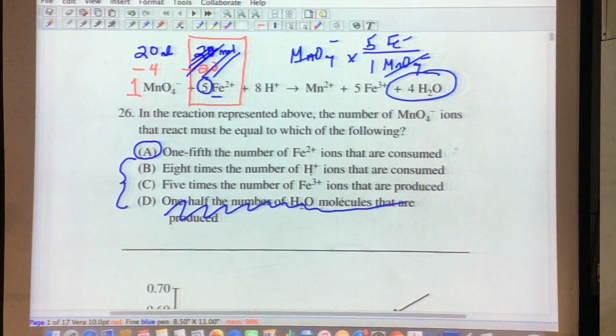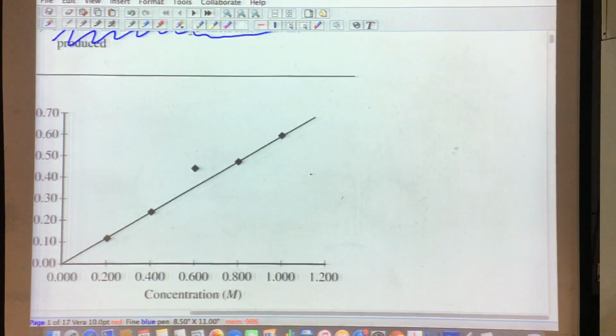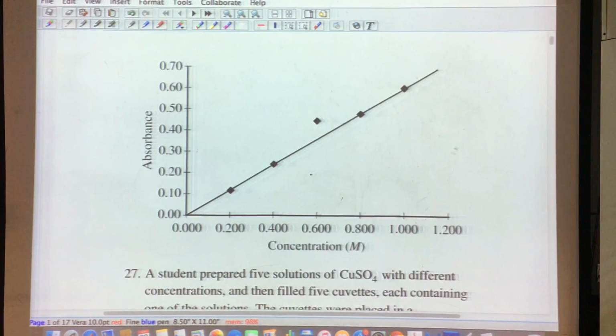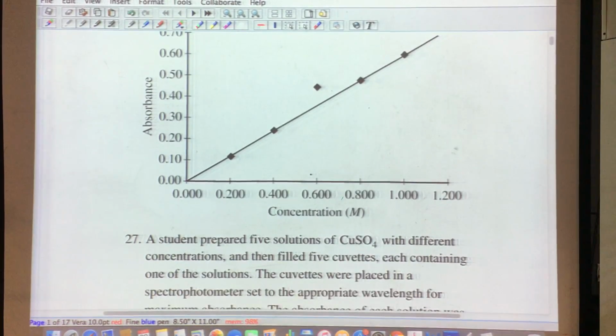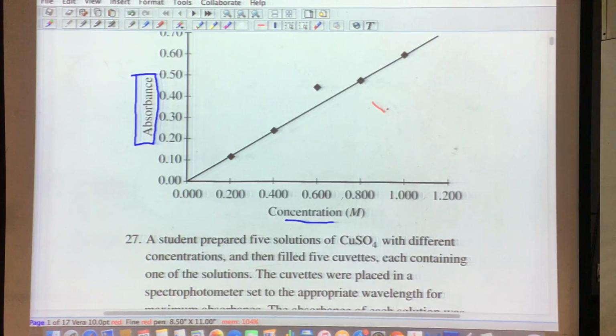So 27, take the easy questions where you can. All right, so I'm just jumping all over the place. So 27, we've got a graph of absorbance. If you haven't already figured out, they love spectrophotometry, okay? So they got concentration. For those that forget, you've got this cuvette, right?